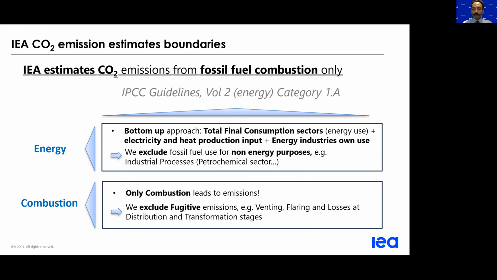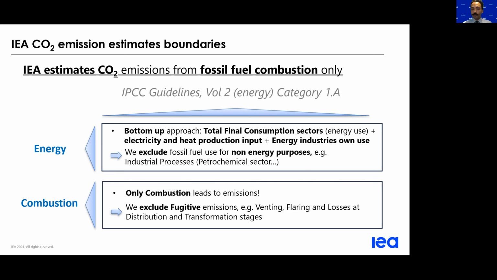And secondly, again, as we saw, we only cover combustion emission. And as such, fugitive emissions such as venting and flaring and losses due to distribution and transformation are excluded from the estimates that we provide.